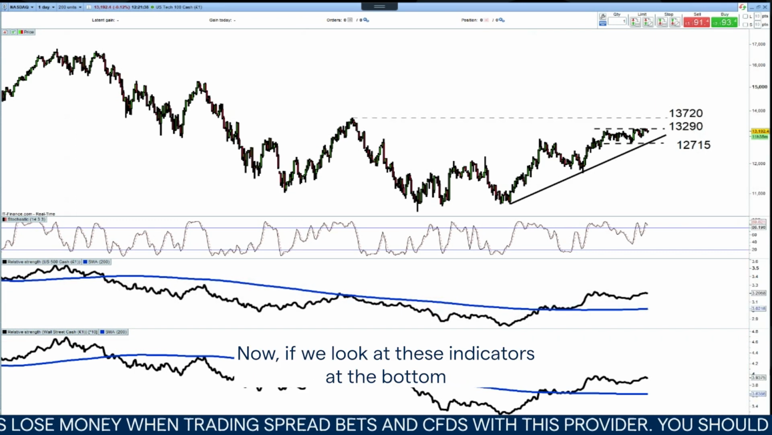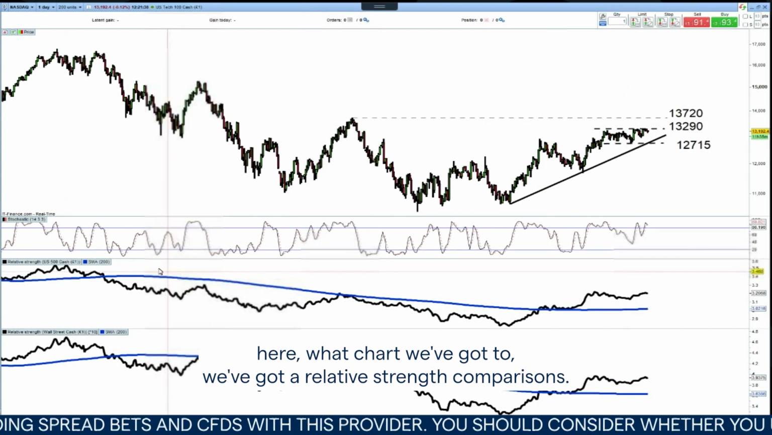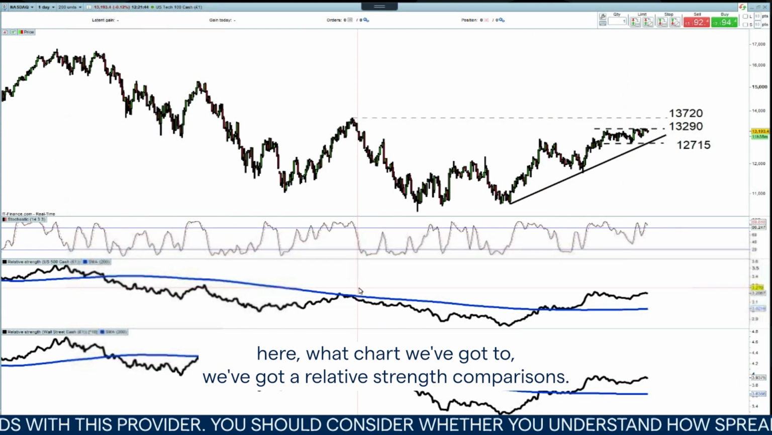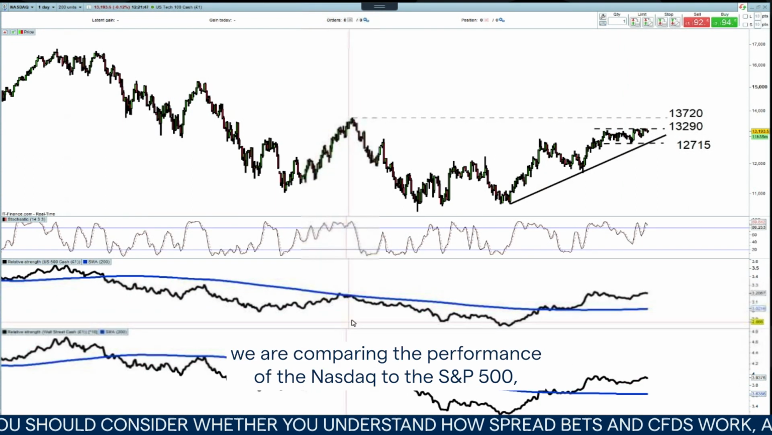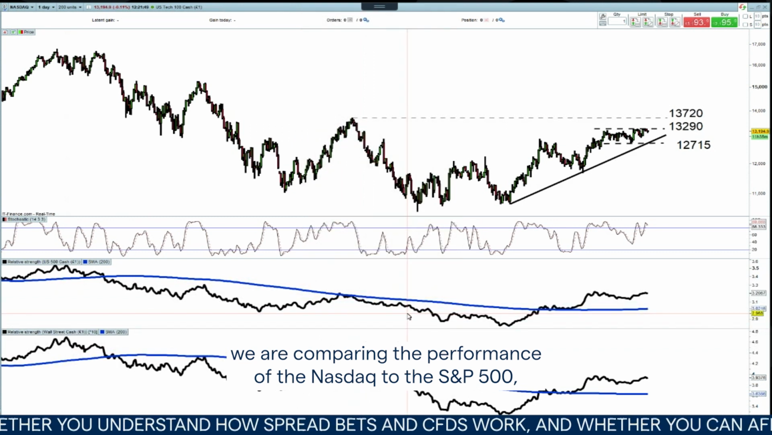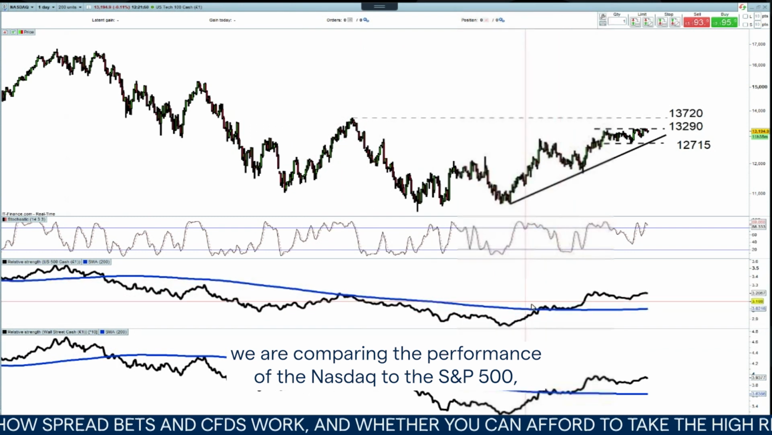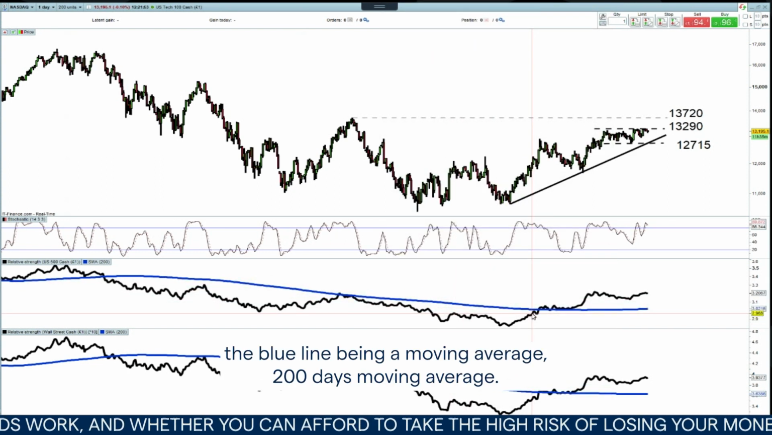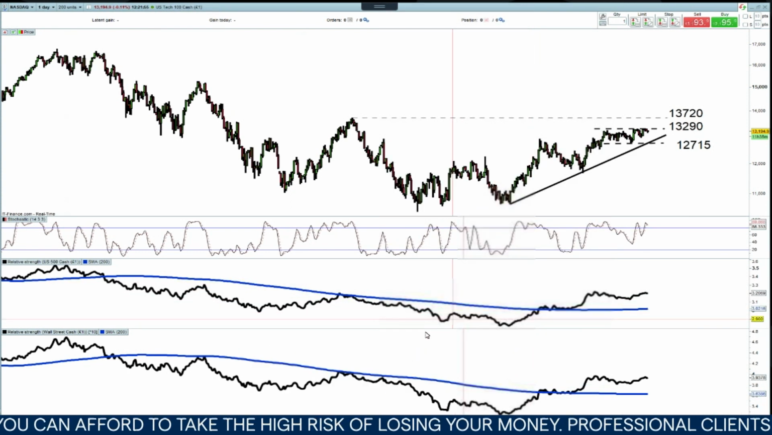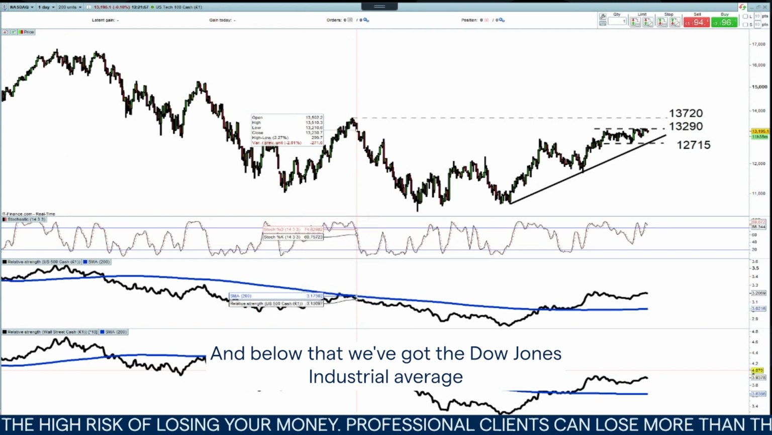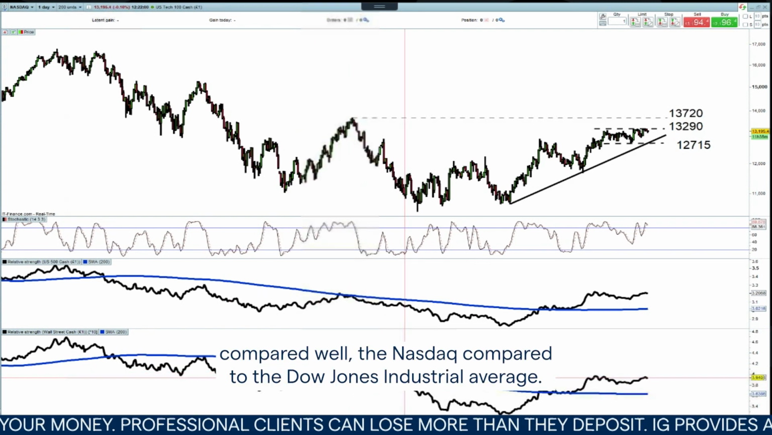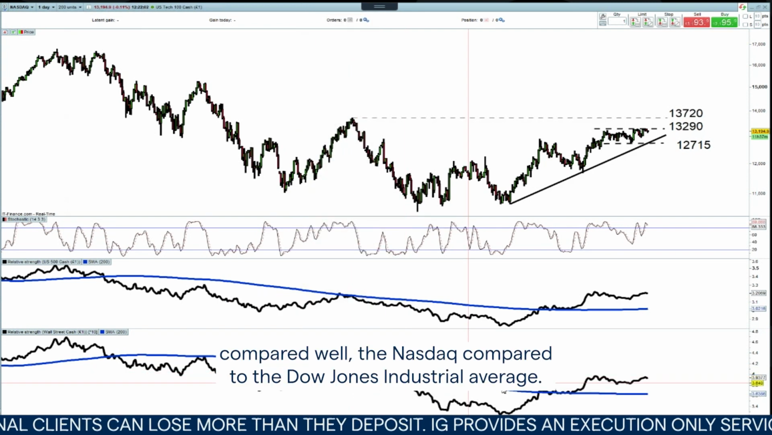Now, if we look at these indicators at the bottom here of my chart, we've got a relative strength comparisons. And what we've done here is we are comparing the performance of the Nasdaq to the S&P 500, that blue line being a 200-day simple moving average. And then below that, we've got the Nasdaq compared to the Dow Jones Industrial Average.